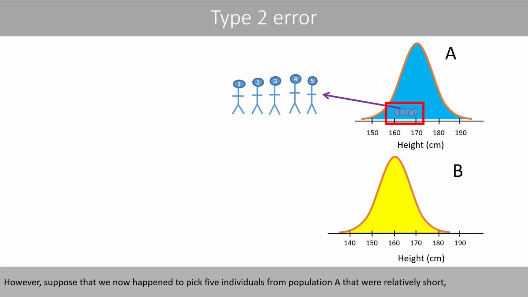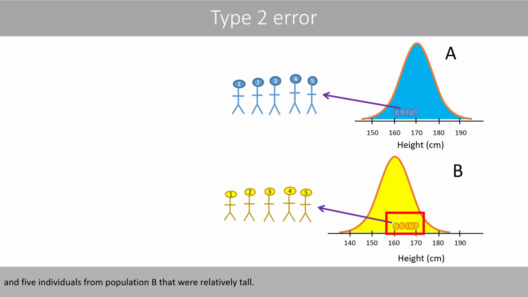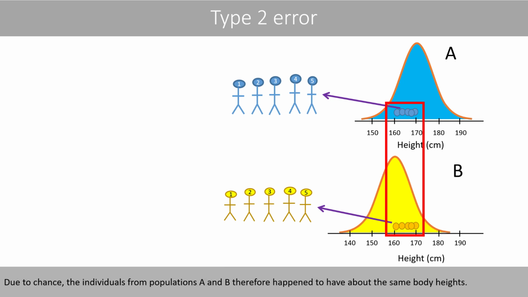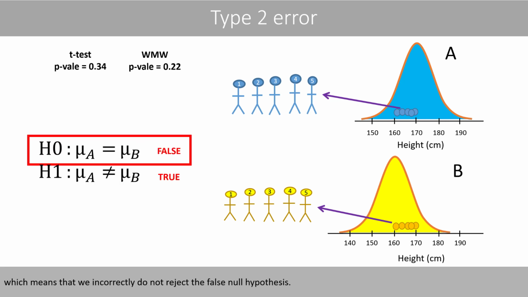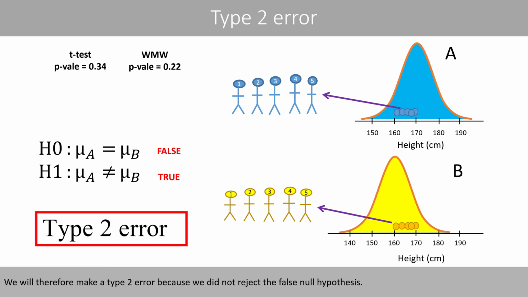However, suppose that we now happen to pick 5 individuals from population A that were relatively short, and 5 individuals from population B that were relatively tall. Due to chance, the individuals from population A and B therefore happened to have about the same body heights. We now see that both p-values are greater than 0.05, which means that we incorrectly do not reject the false null hypothesis. We will therefore make a type 2 error because we did not reject the false null hypothesis.